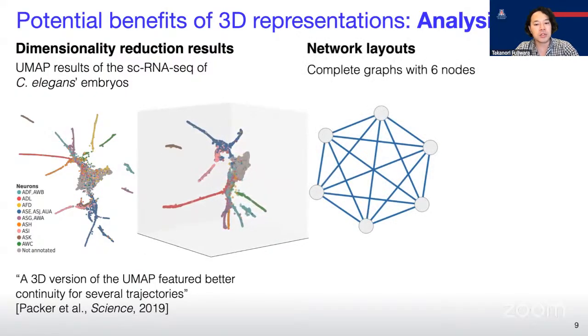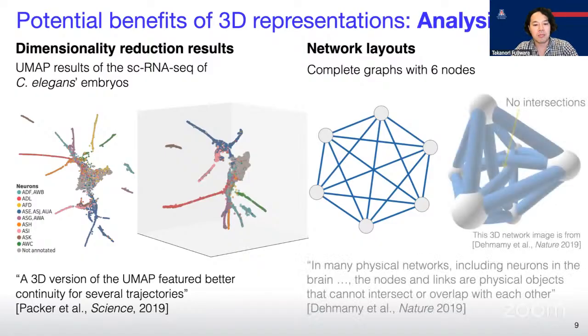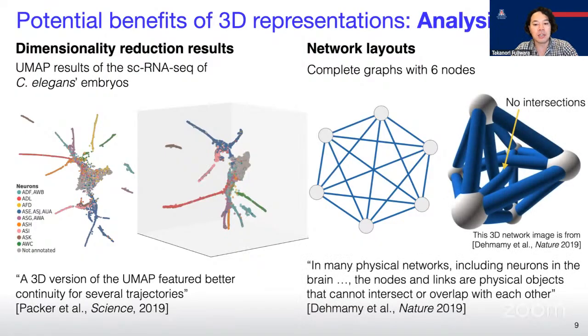Similar issues happen when analyzing network data. For example, when using a 2D space, link intersections are often inevitable. But as noted by various scientists, in real-world physical networks, such as neurons in the brain, link intersections or edge crossings should not happen. And if we can use 3D space, we can easily satisfy such structural constraints.